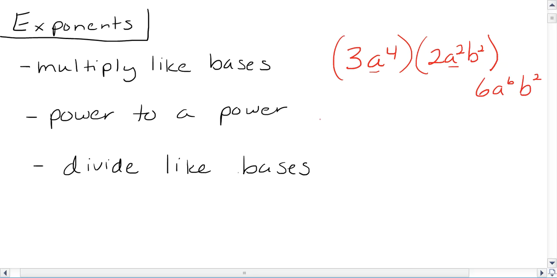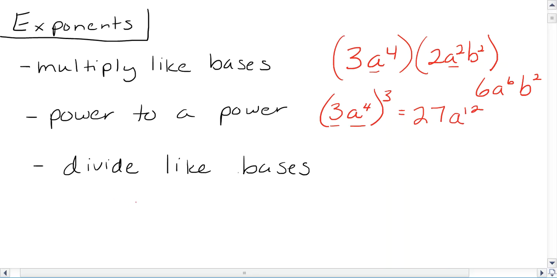When you have a power to a power, I'll just keep our 3a to the 4th, and we are going to cube that. First of all, you take everything in that parentheses to that power. So this 3 is taken to the 3rd power, and this a to the 4th is taken to the 3rd power. 3 to the 3rd is 3 times 3 times 3, which is 27. And a to the 4th to the 3rd is a to the 4th times a to the 4th times a to the 4th. And the shortcut we used, that you multiplied exponents, 4 times 3 is 12. And so this becomes 27a to the 12th.